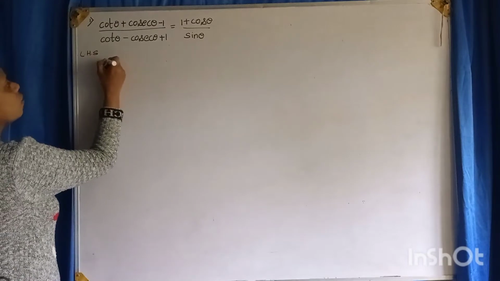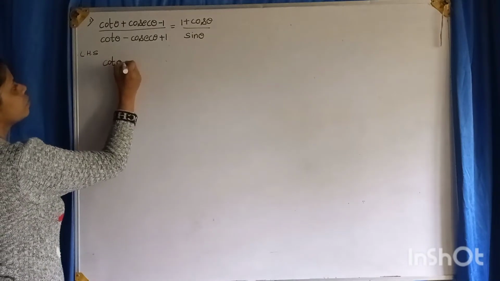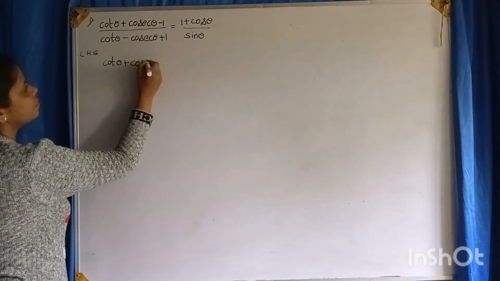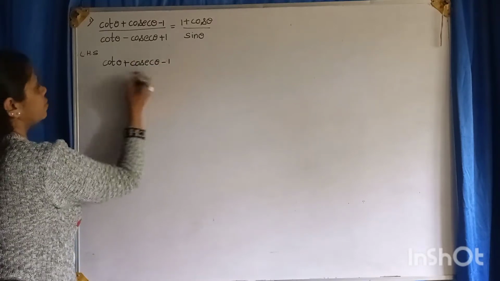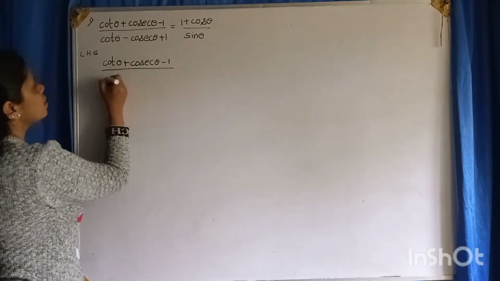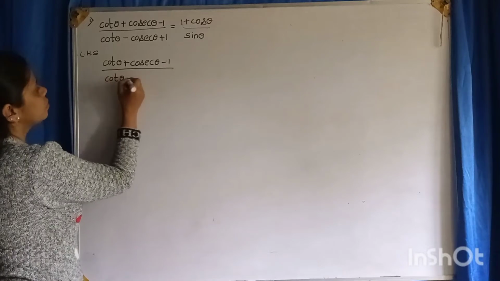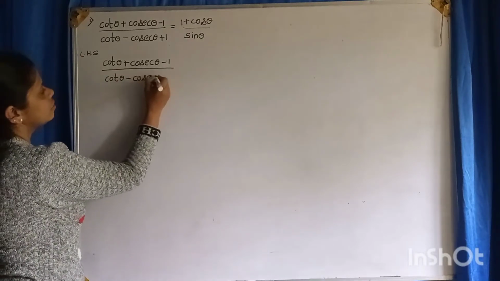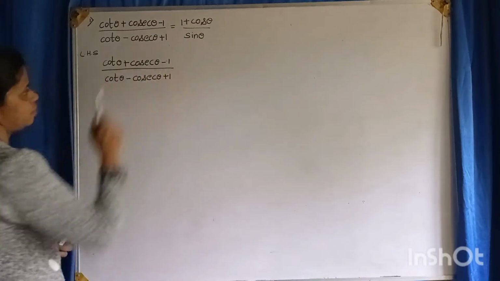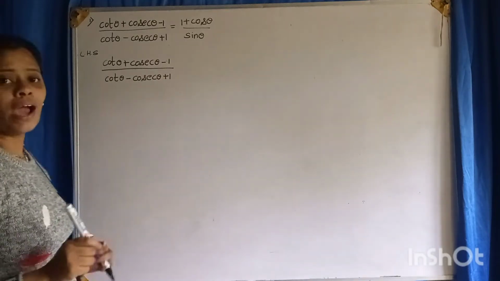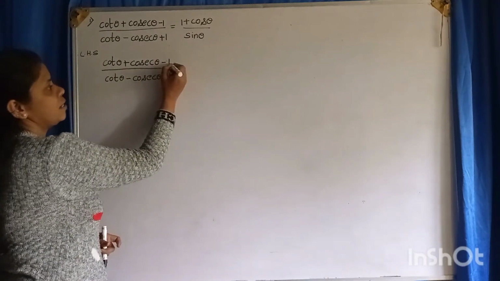Okay. LHS is what? Cot theta plus cosecant theta minus 1, whole divided by cot theta minus cosecant theta plus 1. Now we have to substitute the value for 1.